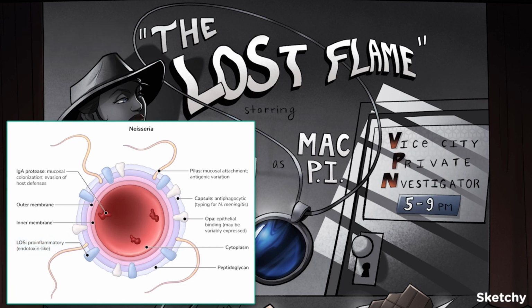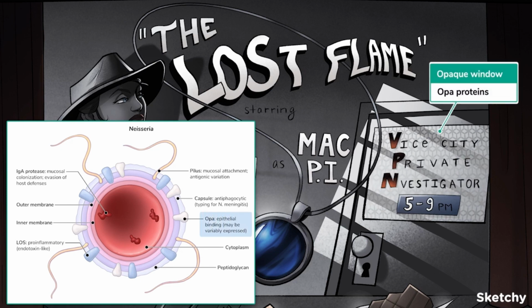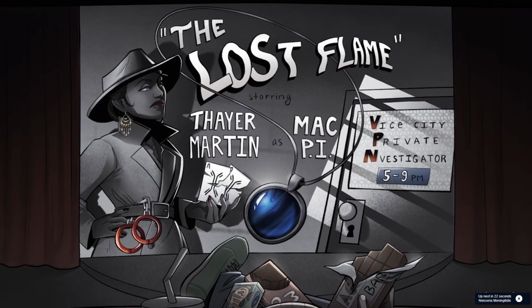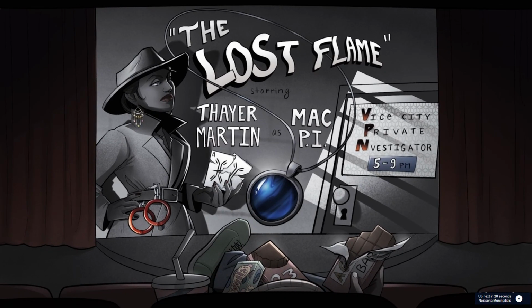The last virulence factor we need to cover is Neisseria's OPA, or opacity proteins, which are found on its outer surfaces. OPA proteins, represented by this opaque window, help Neisseria form tight bonds with one another and to host cells, which aids in bacterial colonization. Neisseria can even vary their expression of OPA proteins, and again, that's just another way Neisseria tries to outsmart the host's immune system. And that's it for our intro to Neisseria. Grab some popcorn and watch the story unfold in parts 2 and 3 of our Neisseria Noir series.